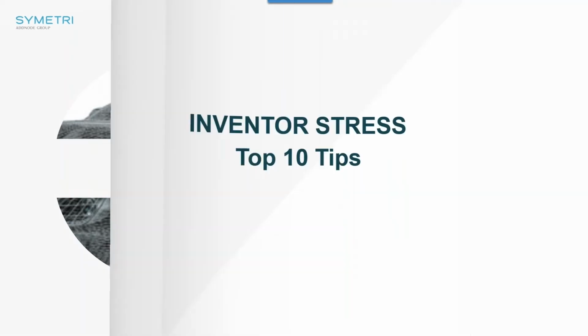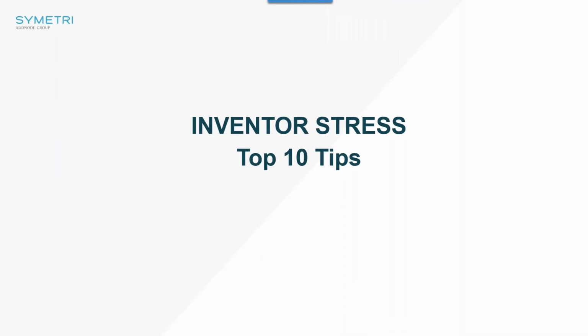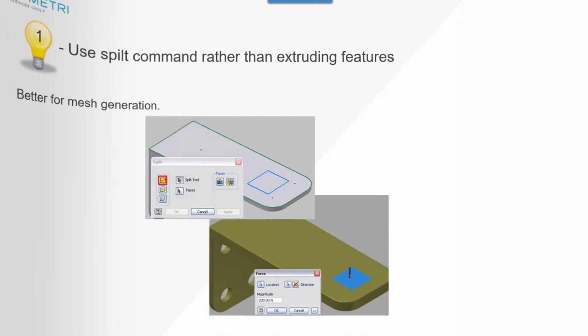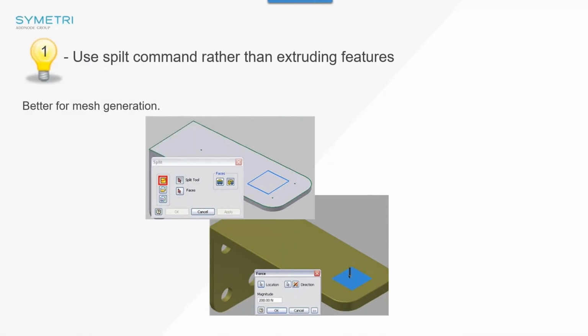Okay, so let's first have a look at Inventor Stress, which is primarily used by many of our customers even today. So even though you're using Inventor Stress, you do also have access to Nastran as well. So you have both softwares. Okay, the first one I would like to share is the split command.